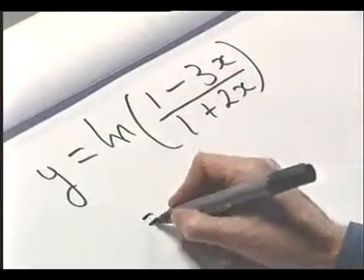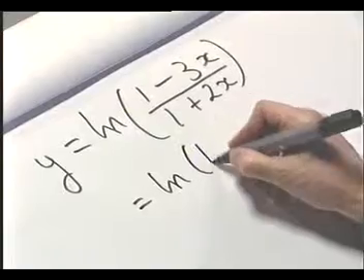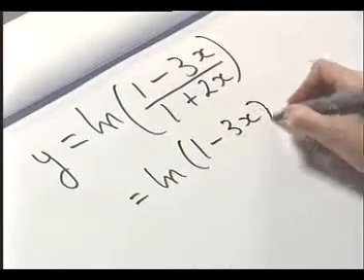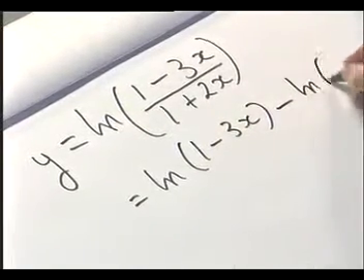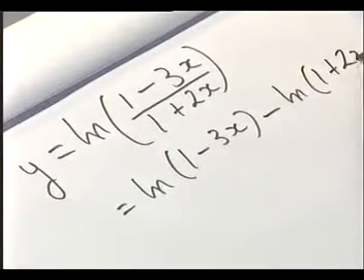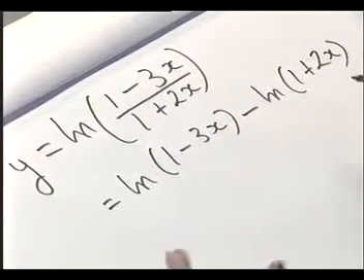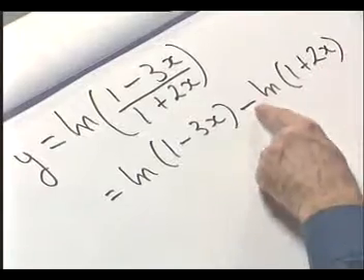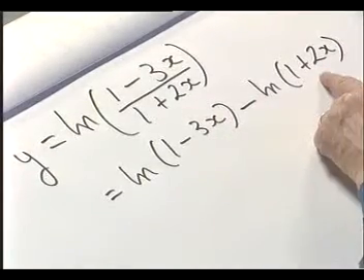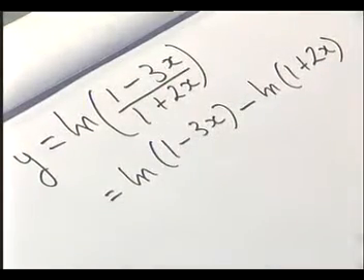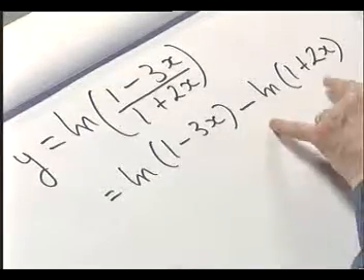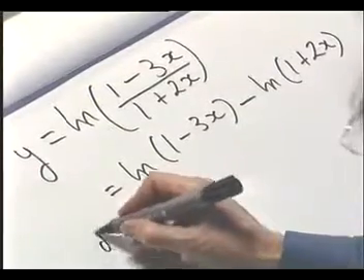But what we can do is make use of the laws of logarithms, because the laws of logarithms tell us that when we're doing the log of a quotient, then that is simply the log of the numerator minus the log of the denominator. Because in logarithms, we do division by subtracting the logs of the respective parts. And now these two are both very easy to differentiate.